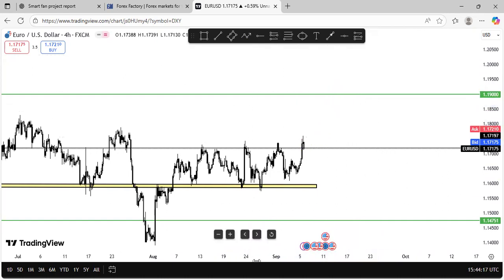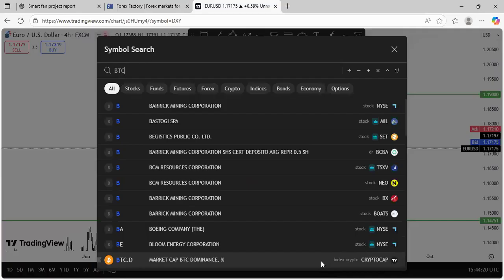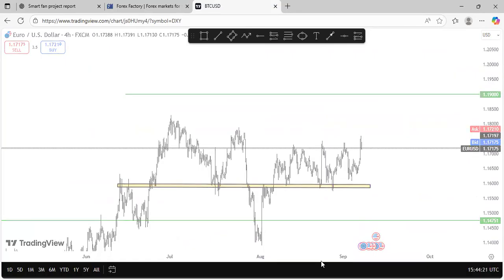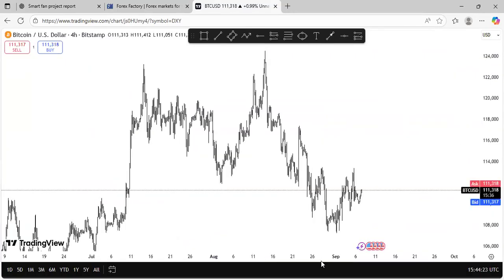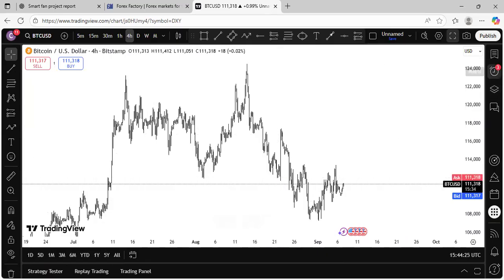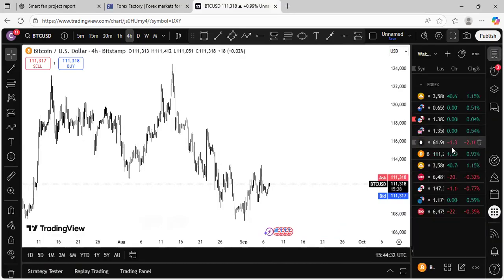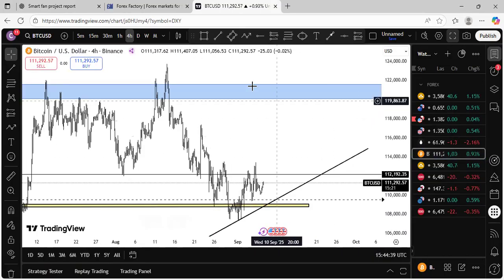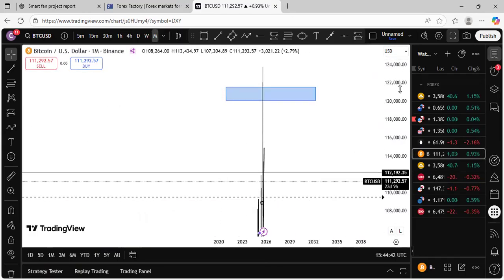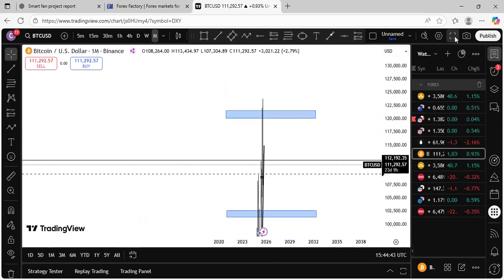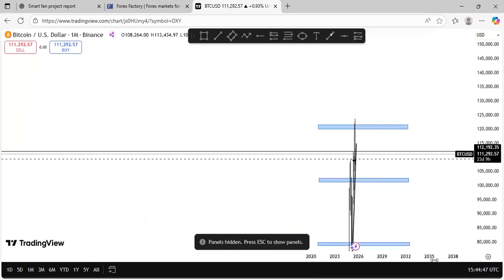Another pair I want to look at is BTC. On BTC, I don't think I've done one before, so let me do a detailed explanation for you guys. I'm currently on a trade on BTC.